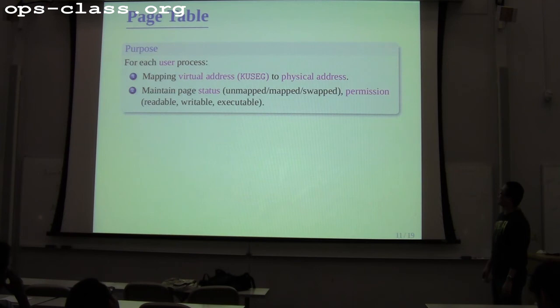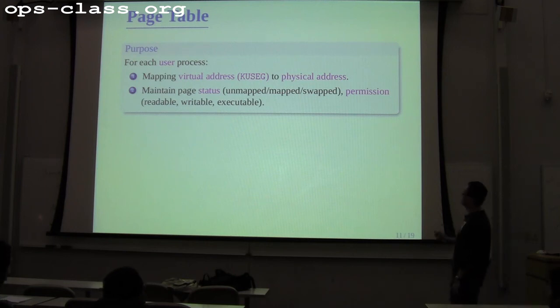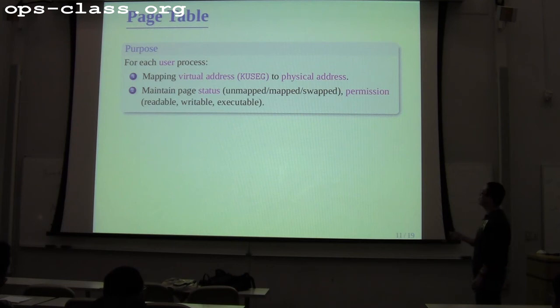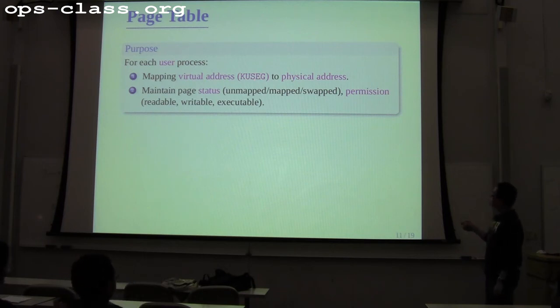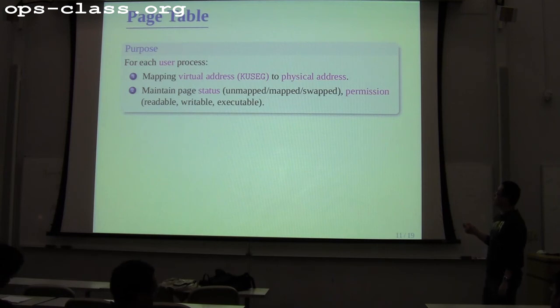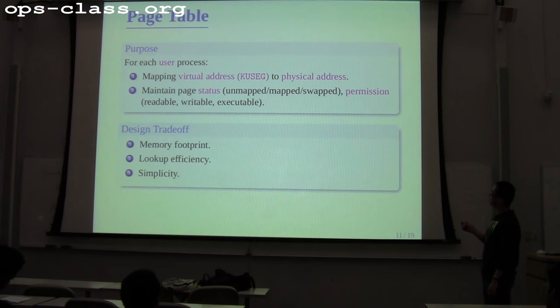So now we continue to page table design. The kernel doesn't use page table, right? The kernel virtual addresses are directly mapped to physical addresses. So the page table is only for user addresses, for user processes. It's responsible for mapping the virtual address in the user segment to the physical address. It is also responsible for maintaining the page status, either clean, mapped, unmapped, or swapped, and the permission.